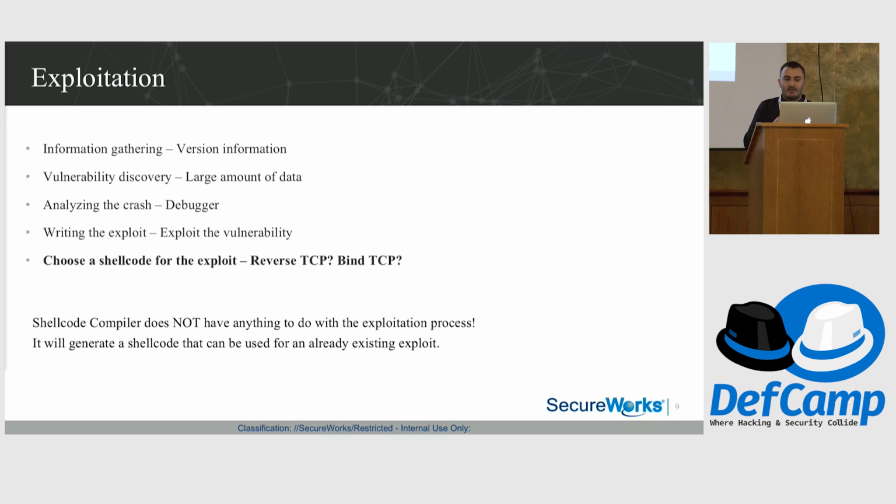You write the exploit, and in order to do something useful with this vulnerability, you need a shellcode. You need a reverse connection, like a reverse TCP, or maybe you want to listen on a specific port to get a command shell, but maybe you want to do something else. Shellcode compiler doesn't have anything to do with the first steps. It's only required for the last step, the actual post-exploitation part of the exploit. Like what are you doing after you exploited it?